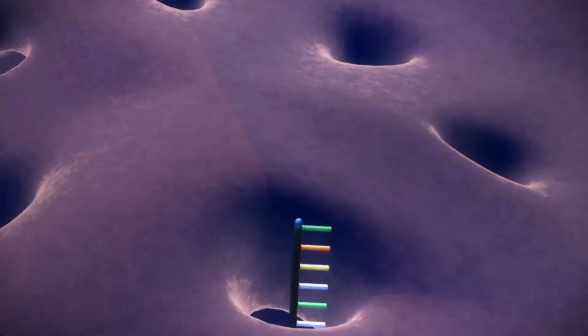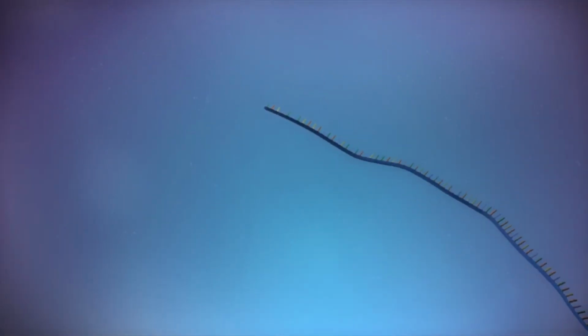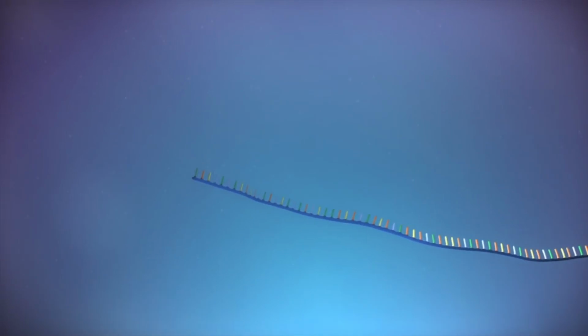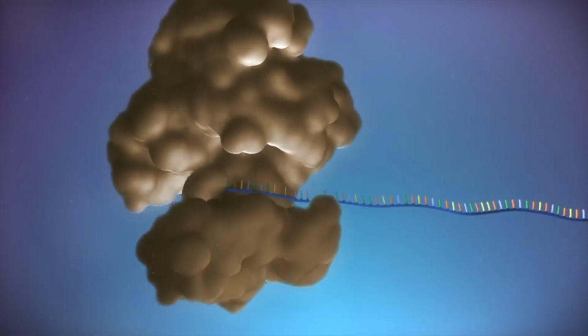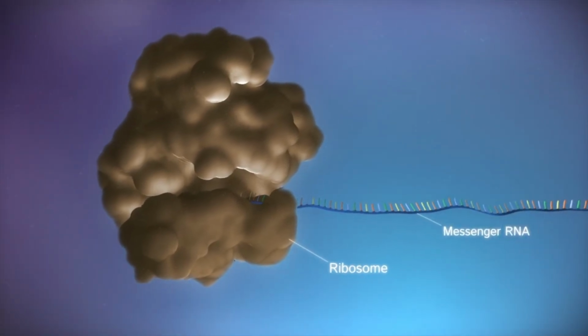The mRNA is now mature and ready to exit the nucleus into the cytoplasm, ending the first part of protein synthesis, which is transcription. The mRNA drifts into the cytoplasm and encounters a ribosome, which begins the second part of the process known as translation.